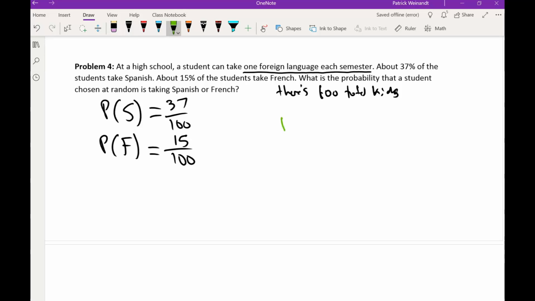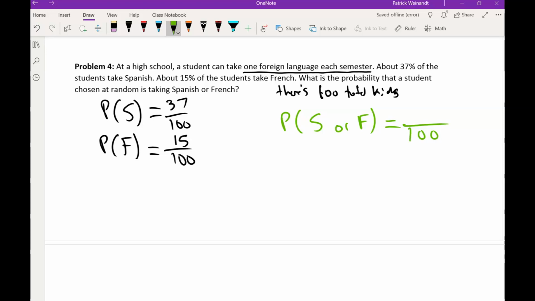This is what we want to know. What is the probability of there being Spanish or French, right? Well, how many kids are there to select total? Well, there's 100 total kids. Of those 100 kids, what's the probability that they're taking Spanish or French?